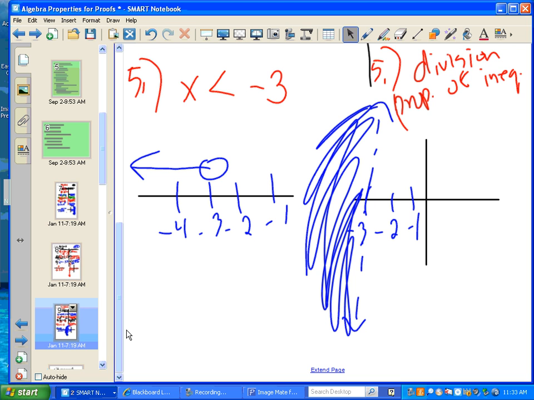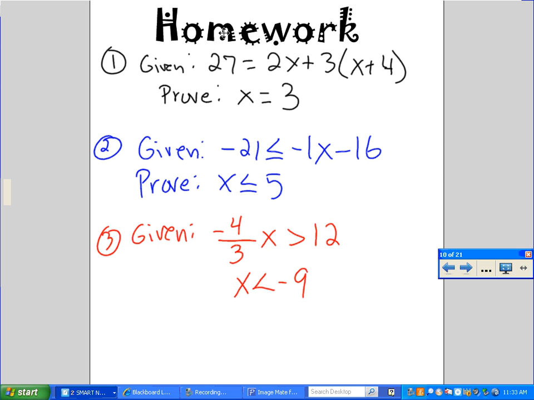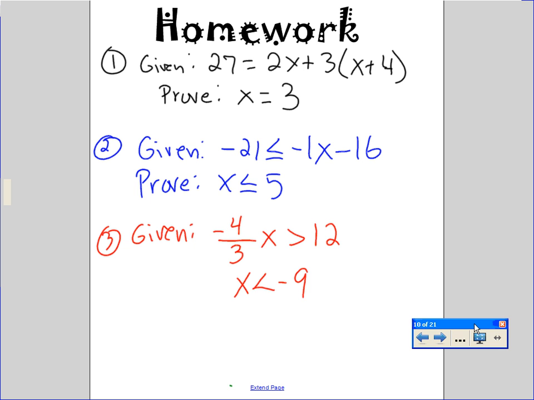Okay, you're going to need 3 blank sides of proof paper. We have about 12 minutes, so here's what I want you to do. Besides your corrections for simplifying radicals, you have 3 homework problems, okay? The first one, and you might want to write this on one of the blank proof papers. You are given an equation, 27 equals 2x plus 3 in front of parentheses and then x plus 4. You need to prove x equals 3.